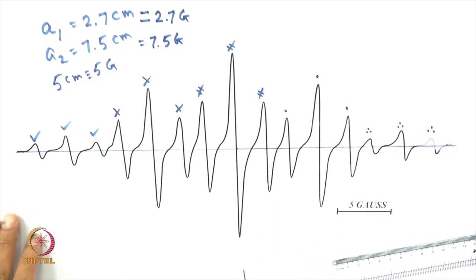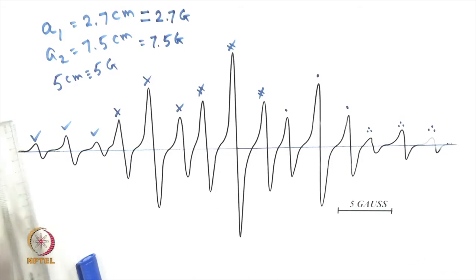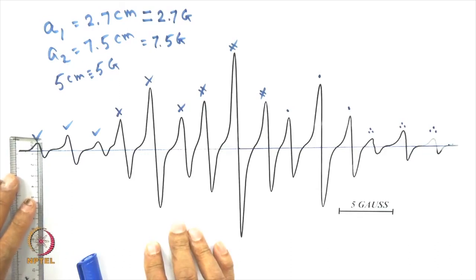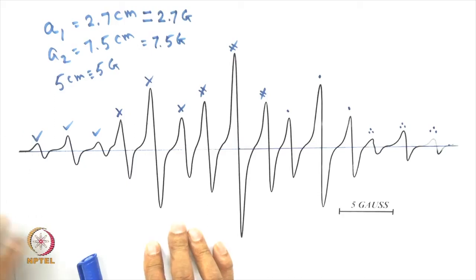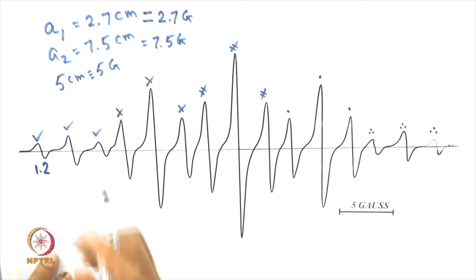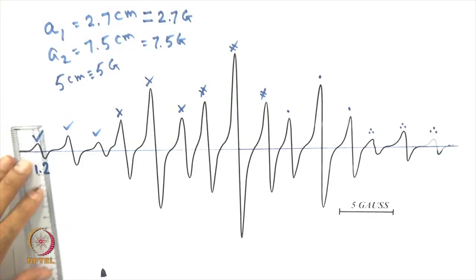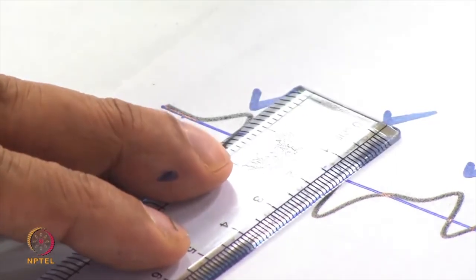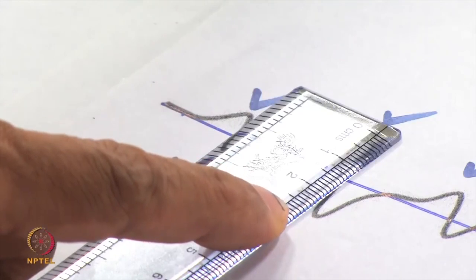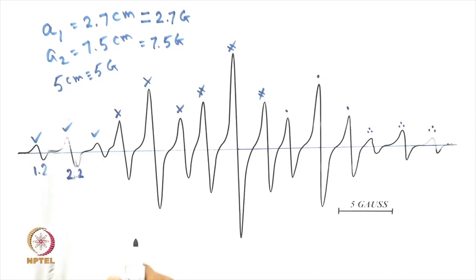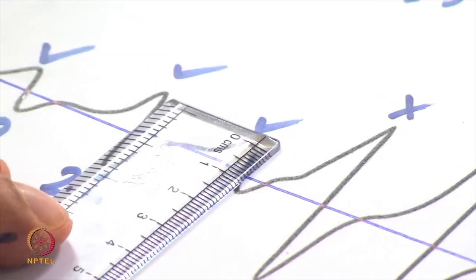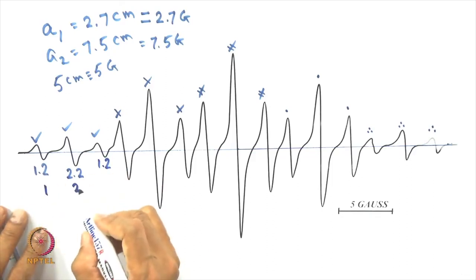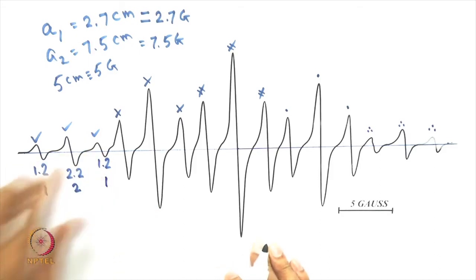How about the relative intensities? So for this we measured this height. I should measure actually vertically. So this is nearly 1.2 centimeter. And this corresponds to 2.2 centimeter. This again corresponds to 1.2. So you see here, these are approximately following this pattern, 1 is to 2 is to 1. Similarly, this also is 1 is to 2 is to 1.